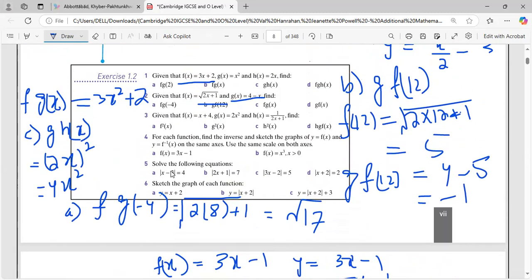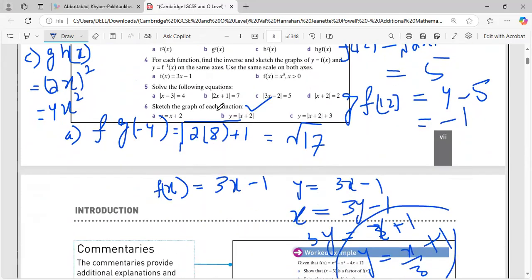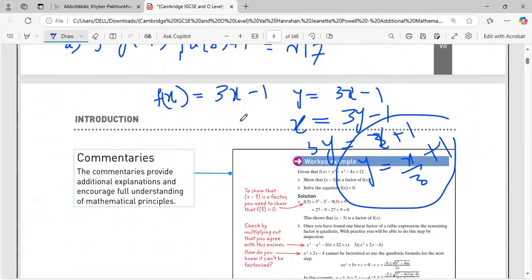Similarly, solve the following equations. It's very simple. You have to take the two values: x minus 3 is equal to 4, so x minus 3 will be equal to 4 and negative 4. And for this graph, first make the tables and try to draw the graph. Put the x values on the horizontal line of the coordinate plane and y on the vertical line.